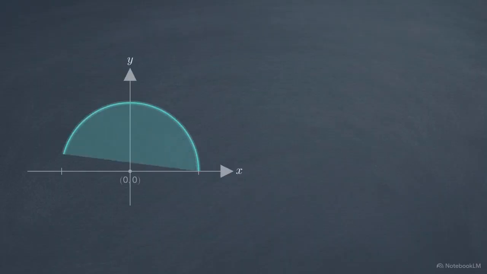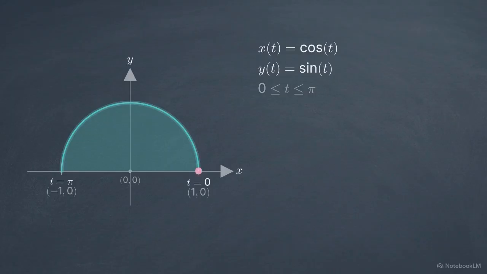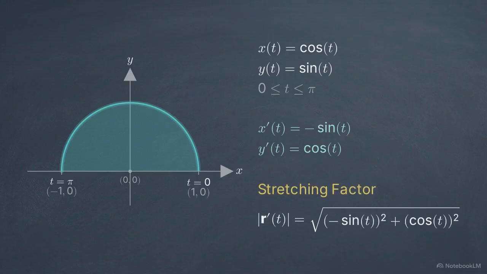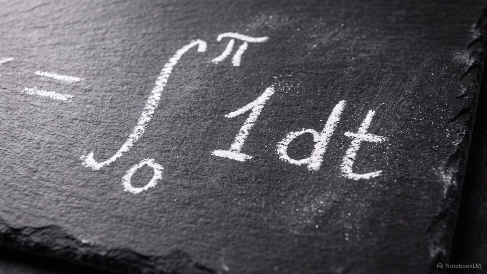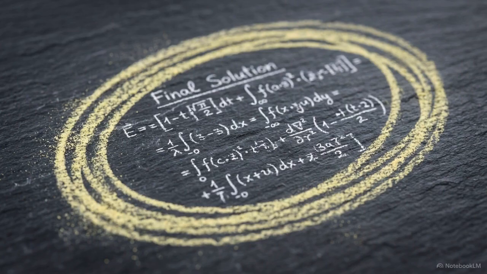We evaluate a scalar function over a semicircle, parameterizing the curve using x equals cosine t and y equals sine t from 0 to pi. Taking the derivatives computes the stretching factor. The radical simplifies beautifully to exactly 1. When we apply that stretching factor of 1 to our specific function, the integral simplifies perfectly to the bounds of 0 to pi, yielding a clean final calculation of 2 times pi plus 1.